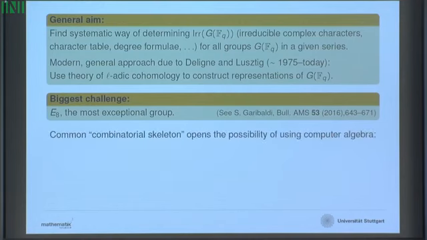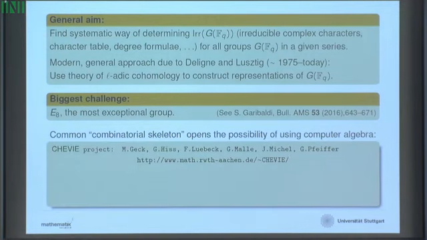And of course now, this is why I mentioned this combinatorial skeleton. This opens, of course, the possibility of using computer algebra systems in this business. You typically have an infinite problem, but the skeleton is a finite thing, and so you can try to do something with computers there. Our system of choice is the CHEVIE project, which dates back already to the 1990s. Here are the various authors.